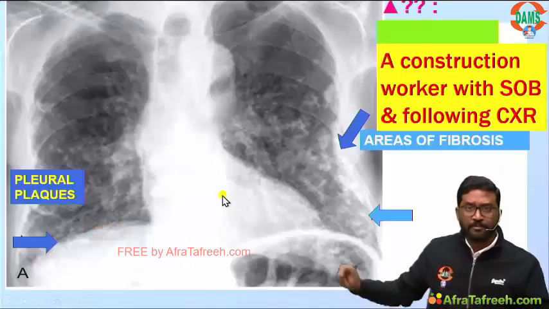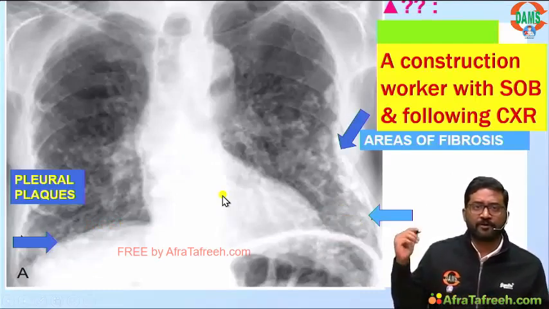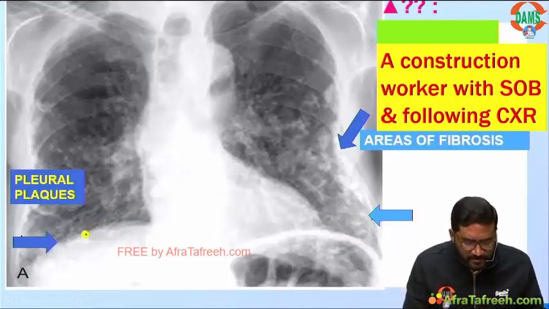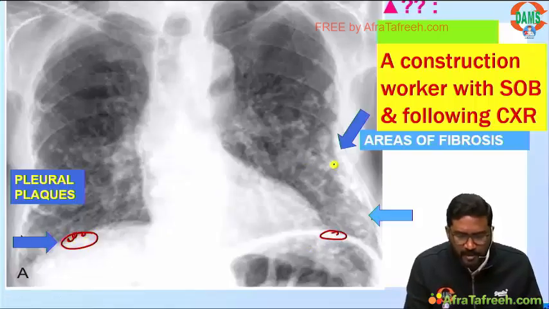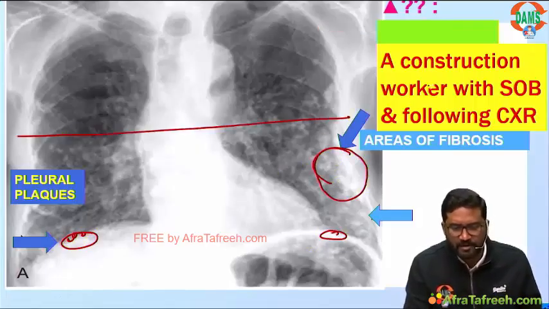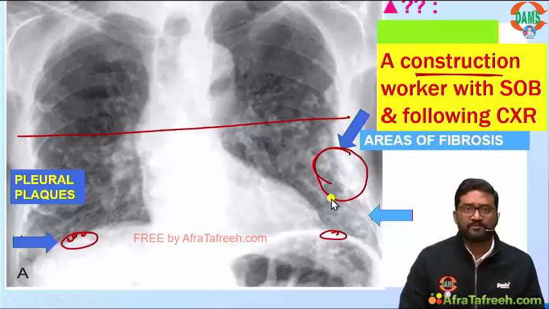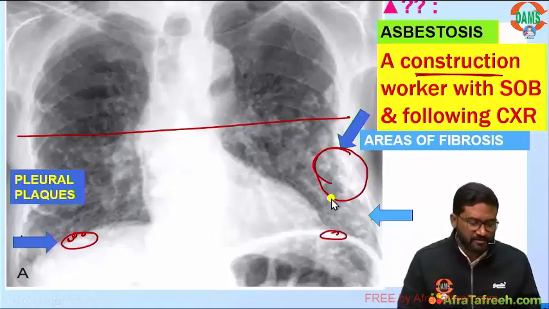What is this? A construction worker with shortness of breath and the following chest X-ray. Here you can see areas of pleural plaques. This is a pleural plaque, calcification on the diaphragm, and you can see fibrosis. See, upper zones are not involved, it is more in the lower zones. So this is typical of which condition? This is asbestosis: lower zone fibrosis, asbestosis.